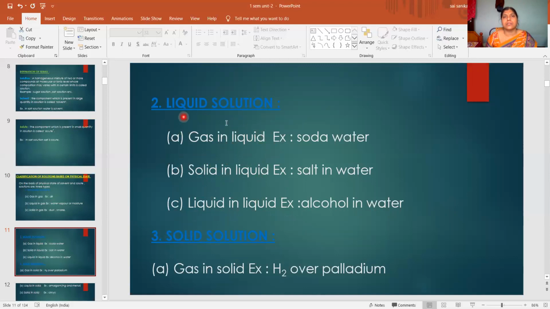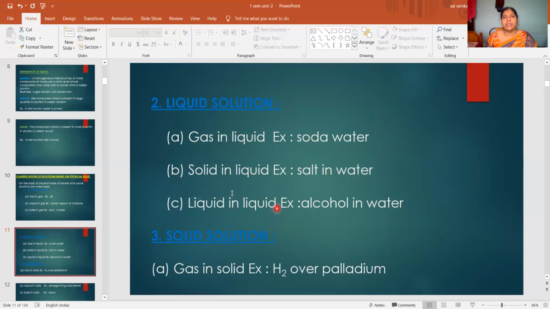So again, these liquid solutions are classified into three types. It is gas in liquid. Example, soda water. Some gas will be filled in soda water. Then solid in liquid. Example, salt water. That is salt solution or sugar solution. Salt in water. So here water quantity is more and solid quantity is less. So here also liquid quantity is more, gas quantity is less.